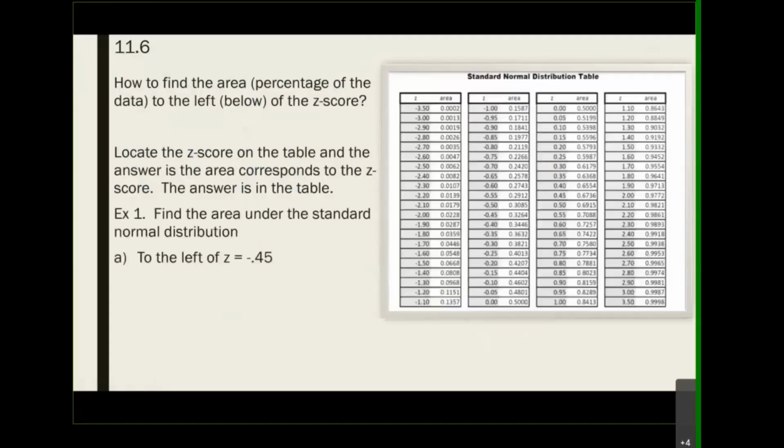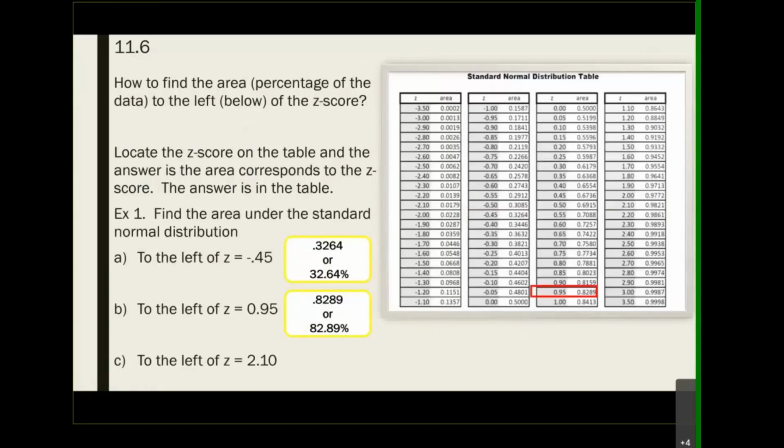Looking at this, as long as it's the left, if they ask you to find the area to the left for a z-score of 2.1, we go and identify where 2.10 is, and the area we have is 0.921, right? Whatever is in the area column is the area to the left of a given z-score. So that is how to find the area to the left.